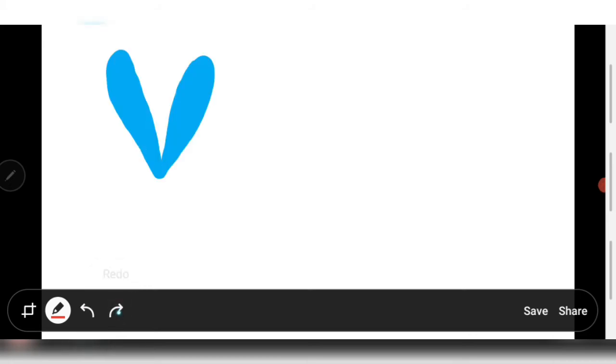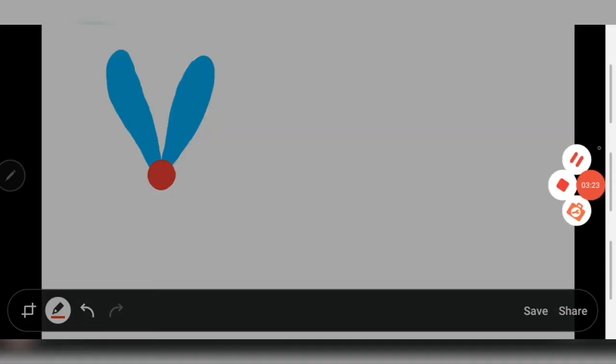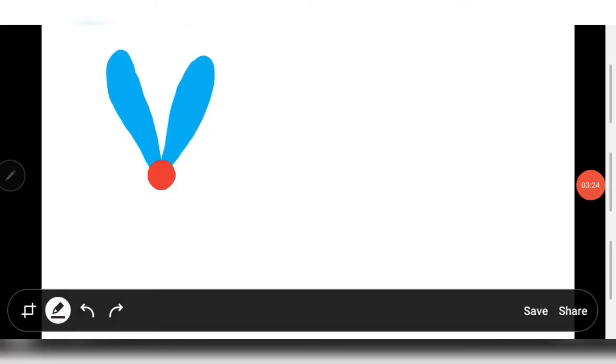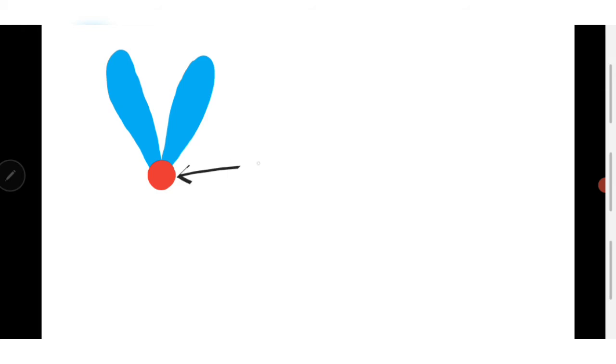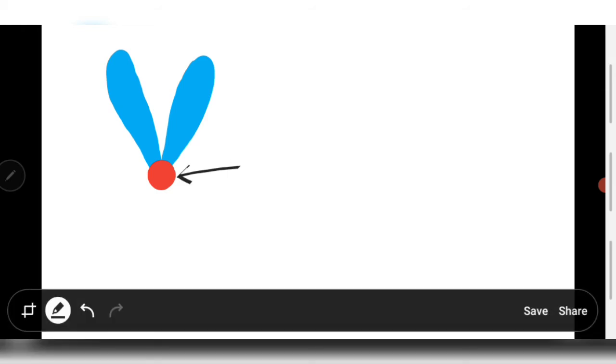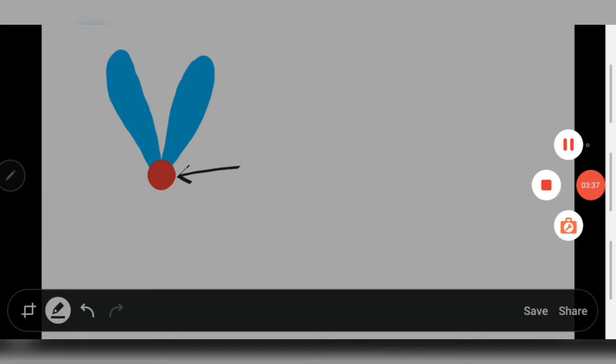Here is the first type of chromosome on the basis of centromere position. What you see here, this is one arm, this is another arm, and this one is the centromere. In this chromosome, the centromere is present at the midpoint.